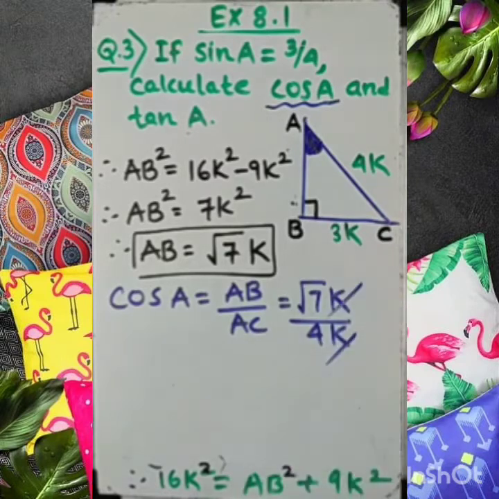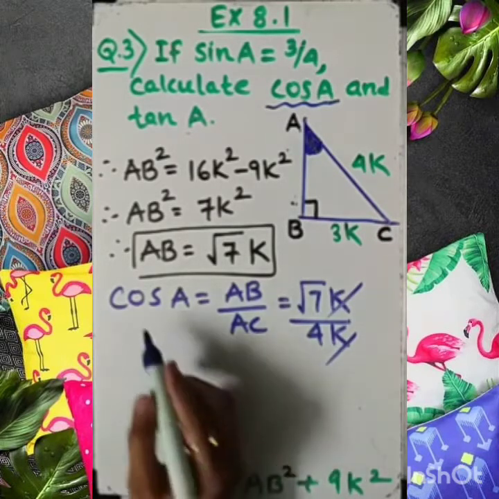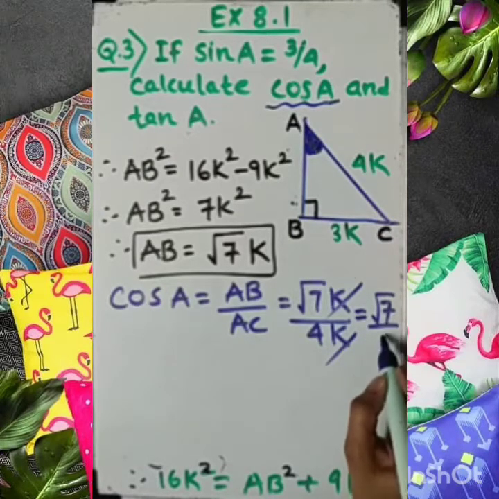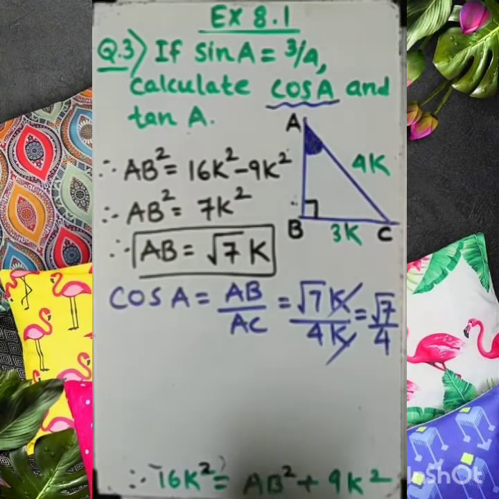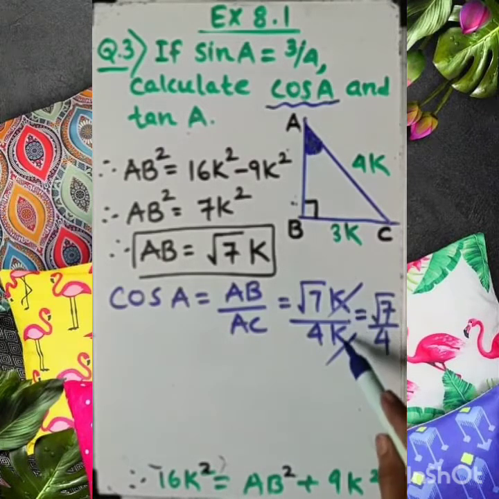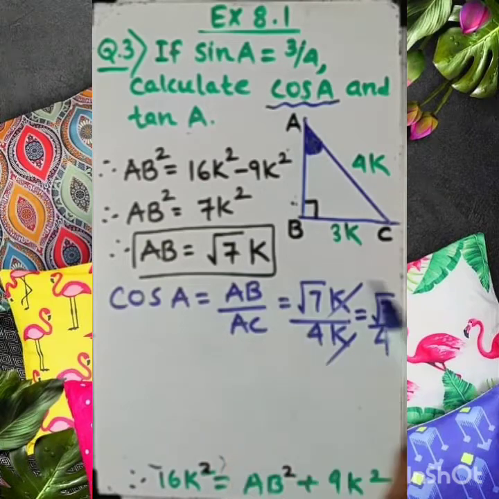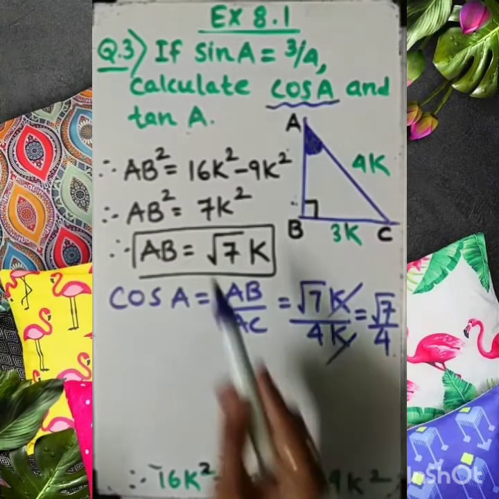So this will be cancelled. So cos A is a trigonometric ratio, in the form of a ratio. It is root 7 by 4 without any constant term. The value of cos A, the trigonometric ratio A value, is root 7 by 4. Clear to you? One more value we need to find.